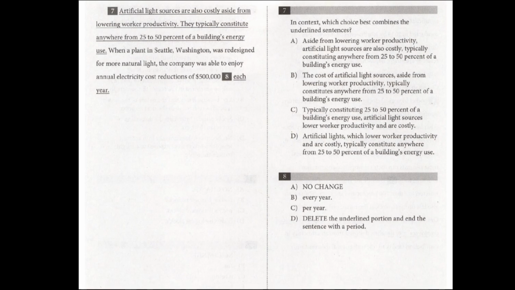The correct answer to this question is choice D, which says delete the underlined portion and end the sentence with a period. This is so because the sentence already specifies that the rate of reduction in cost is annual. There is therefore no reason to include further information about the rate with word combinations such as each year, every year, or per year.